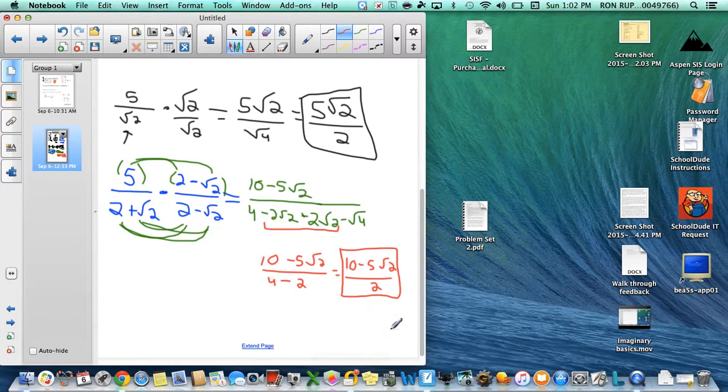And that works. You will likely see it split apart into the two fractions. 10 over 2 minus 5 square root of 2 over 2. Because you know that. You can write this as two fractions. 10 divided by 2 minus 5 square root of 2 divided by 2. And now we can see how this simplifies to 5. And so you may see it as 5 minus 5 square root of 2 over 2.